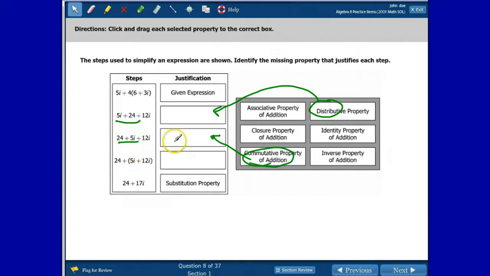So anytime you play around with the parentheses without distributing, that's the associative property. So that's going in here, and then you're not using the others. So those would be the things you would click and drag over into the spots. And that's it for that one.